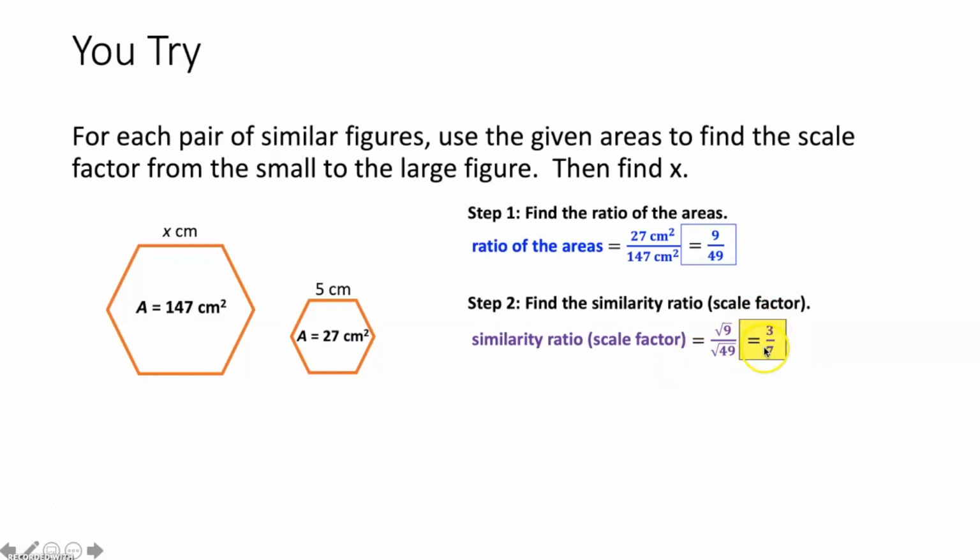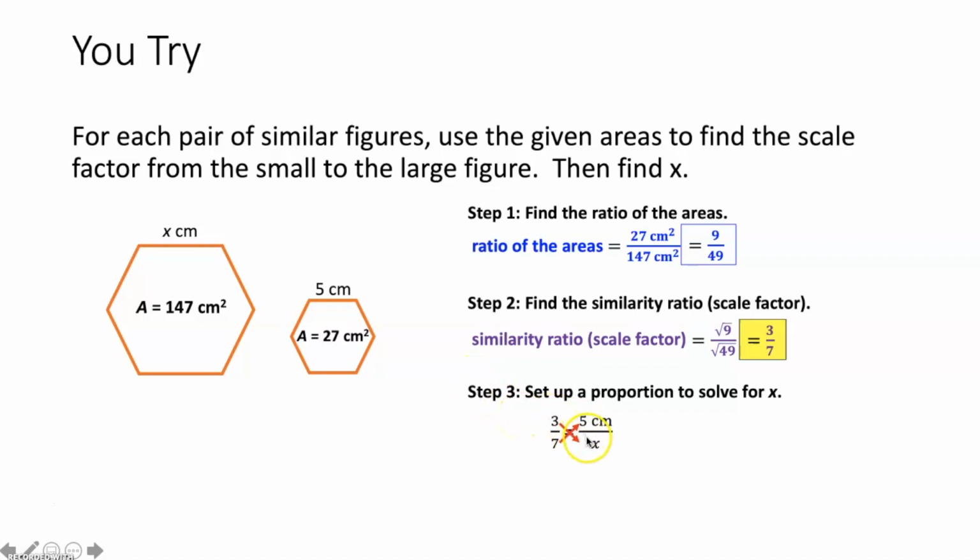Now we can use that similarity ratio or scale factor in order to solve for our missing side length. What we're going to do is set up a proportion. Remember, a proportion is just two ratios equal to one another. On one side of the proportion, one of the ratios is going to be our similarity ratio, our scale factor. On the other side, we're going to have the ratio of these corresponding side lengths. And since we're going from small to large, we need to have the small side length over the large side length. We then cross multiply, solve for x.